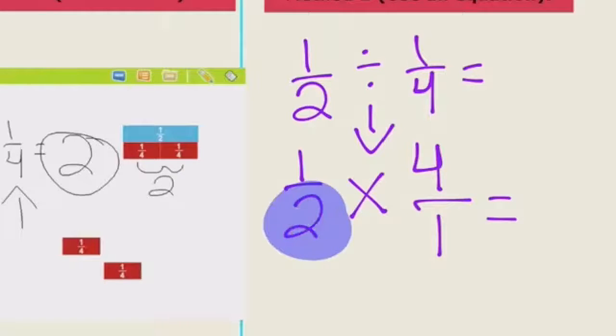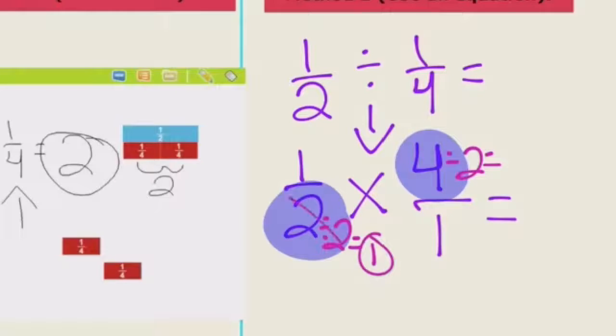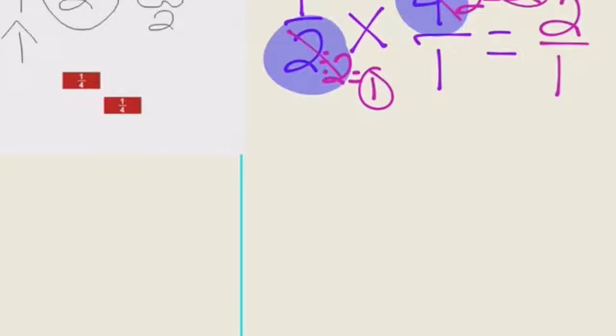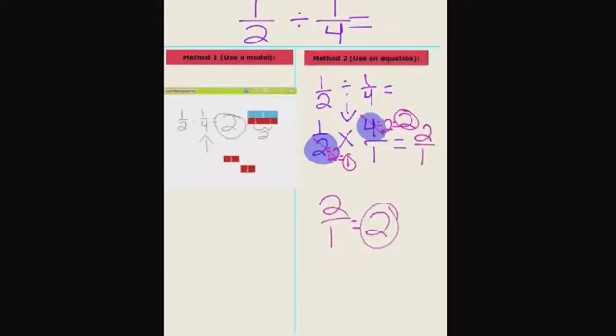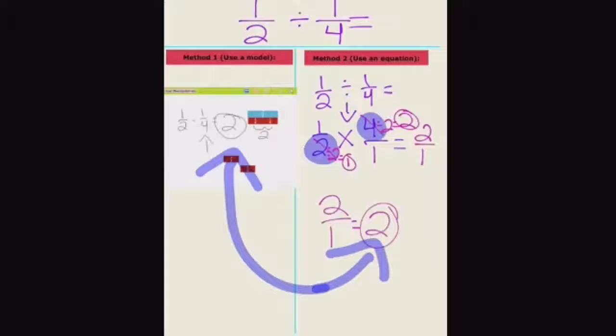I'm going to go ahead and highlight the 2 and 4 because I know that they have a common factor of 2. If I divide them both by 2, my new numbers are 2 and 1. I don't see any other common factors here, so I'm going to go ahead and multiply. 1 times 2 is 2, and 1 times 1 is 1. And we know that 2/1 simplifies to 2. And once again, voila, we get the same final quotient of 2.